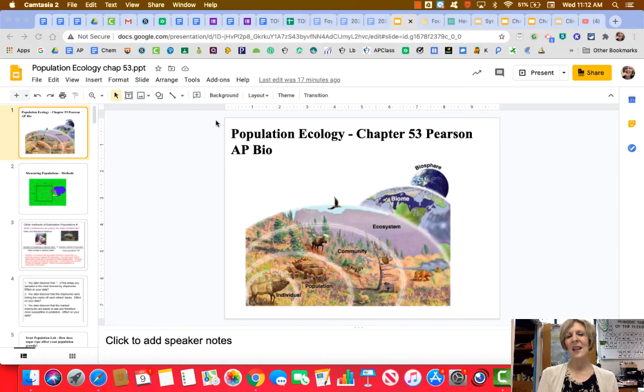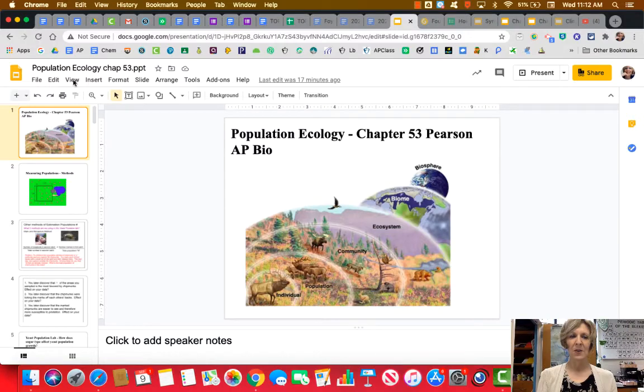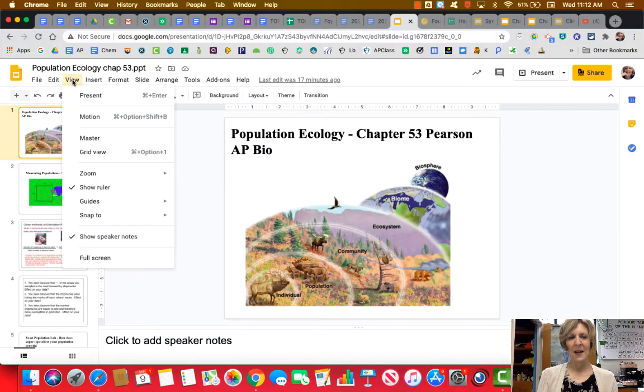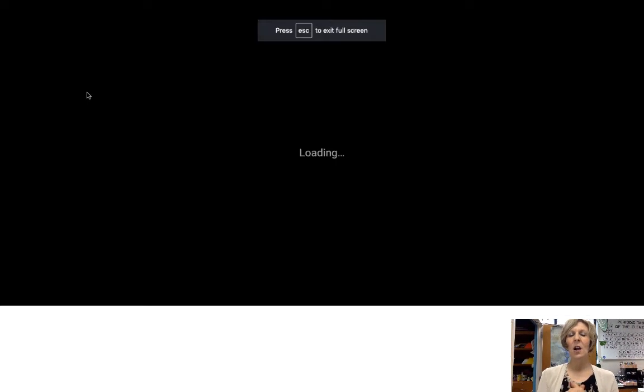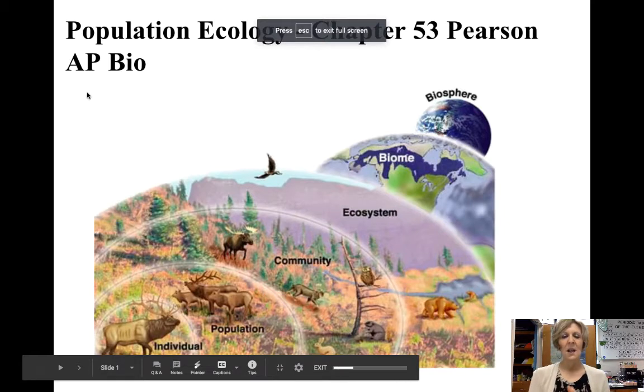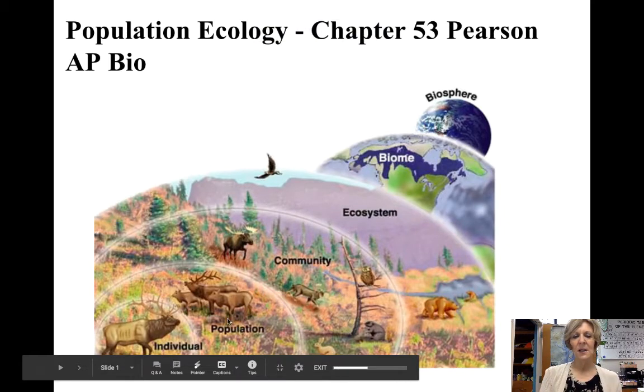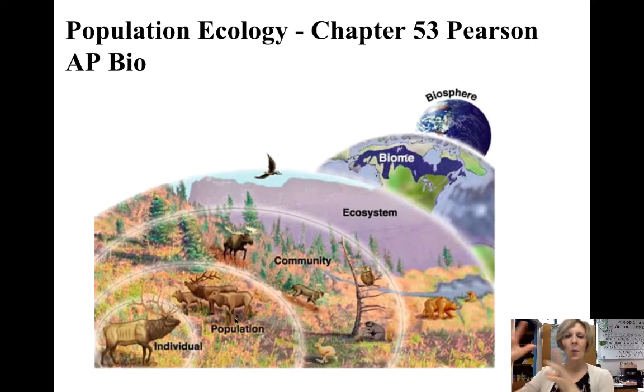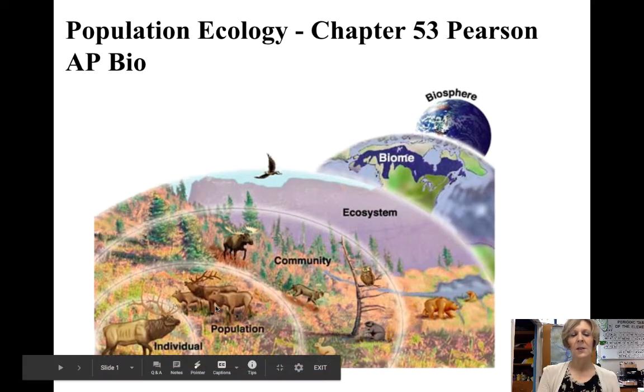This is a lecture about Chapter 53 in the Pearson text for AP Biology, and today I'm going to talk about populations. Here we are in our big spectrum from the individual all the way up to the biosphere. And here's a population.